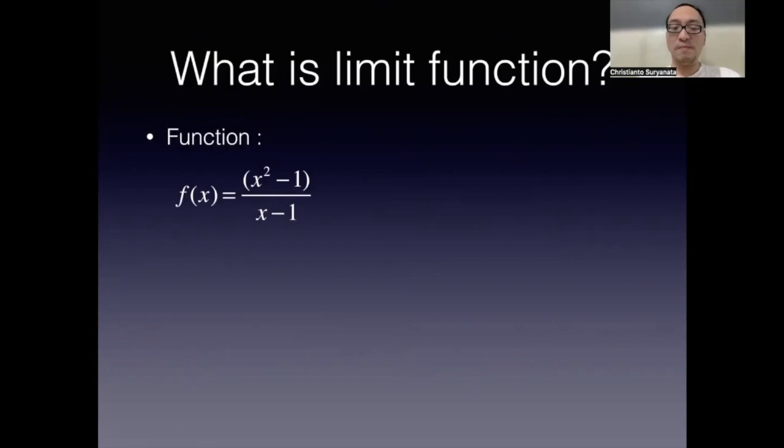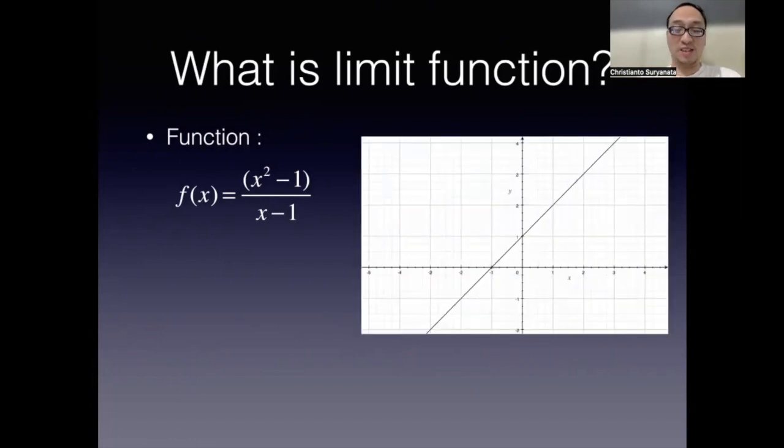For example, I have a function f(x) equals x squared minus 1 over x minus 1. We can draw this function by making a table and putting in some coordinates, the pairs of x and y, and we plot it like this. If you plot it, you will have a straight line.